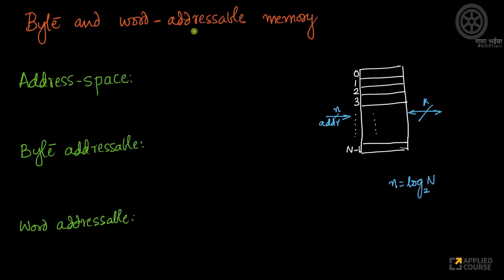So in this video, we'll learn about the concept of addressability. There are broadly two types of addressability. One is called byte addressability and the other word addressability. I'll explain what these are with a simple example. But before we go there, let's understand what an address space is.